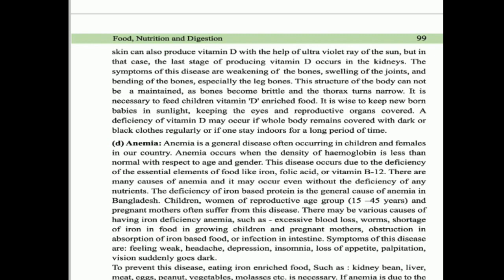There are many causes of anemia and it may occur even without the deficiency of any nutrients. The deficiency of iron-based protein is generally the cause of anemia in Bangladesh. Children, women of reproductive age group 15 to 45 years and pregnant mothers often suffer from this disease. There may be various causes of iron deficiency anemia, such as excessive blood loss or shortage of iron in food in growing children and pregnant mothers.